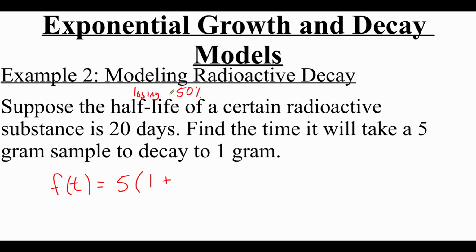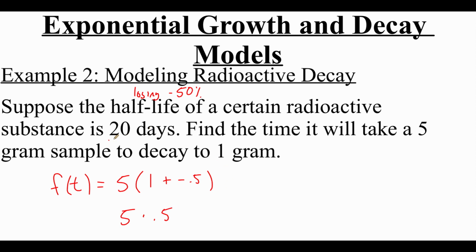And because this is going down, we can think about that like a negative 50%. So if I think about that negative 50% as a decimal, it's negative 0.5. And if I add negative 0.5, then I've really got 5 times 0.5. Now, the time is going to be a little tricky to think about.